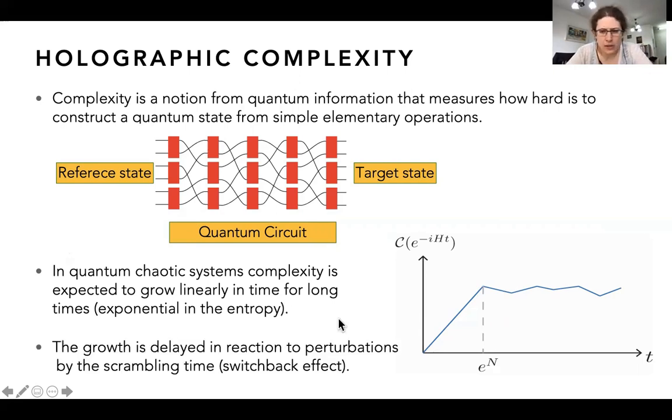And there are additional signatures. I'm just going to focus on the linear growth for simplicity at the moment, but additional signatures of complexity in chaotic systems also include a delay of the growth in reaction to a perturbation by the scrambling time. That's what's known as the switchback effect.